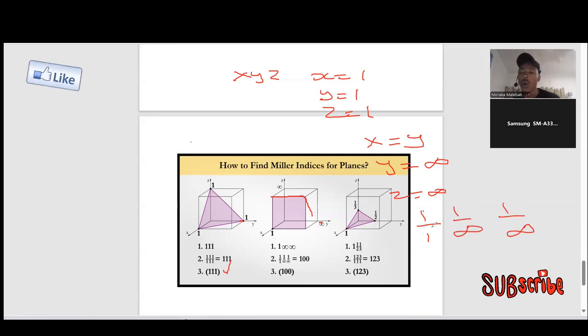And what did we say? 1 over infinity is basically 0. 1 over 1 is just 1. 1 over infinity is 0. 1 over infinity is 0. And then put these things in parentheses. Now this is your Miller index for this plane. So I hope you can also follow what's basically happening here.